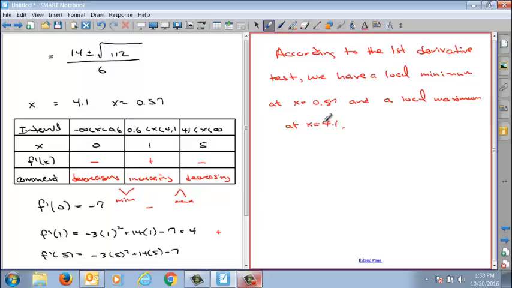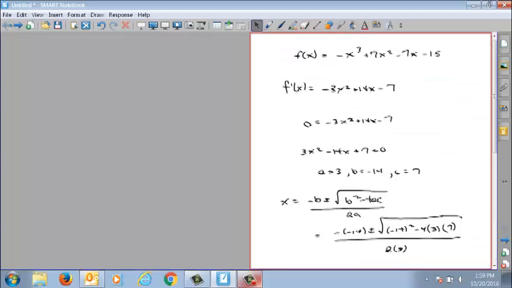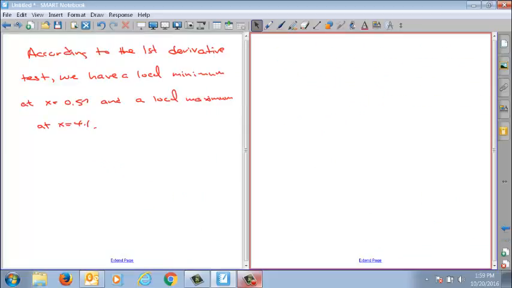Now in the problem they ask you to find the intercepts of the original function. So let's write the original function.